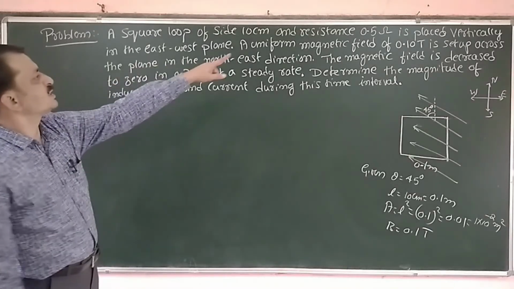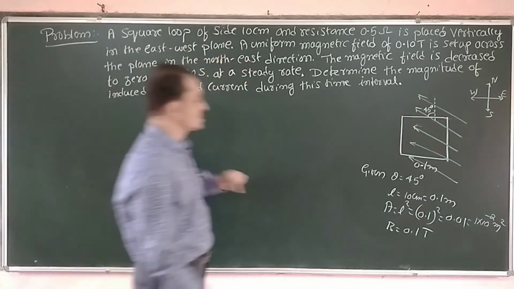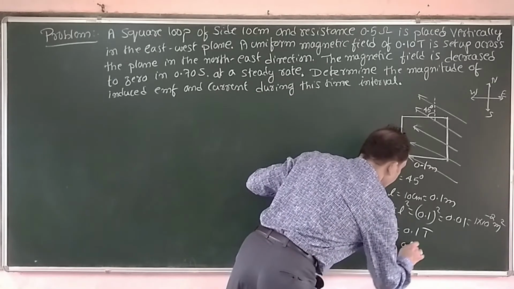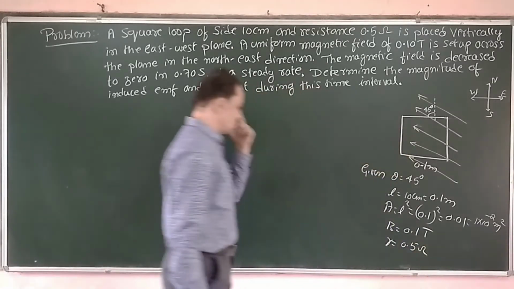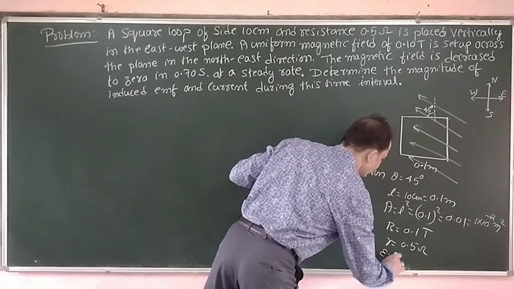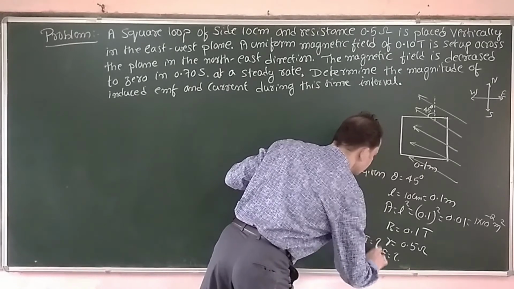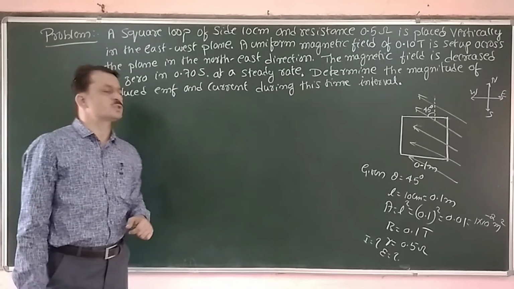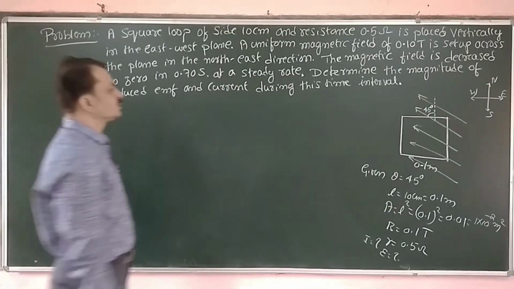And the resistance of this square loop is given. The resistance R is equal to 0.5 ohms. Now we have to calculate the EMF induced and the current flowing through that square loop. Those things we are going to calculate.